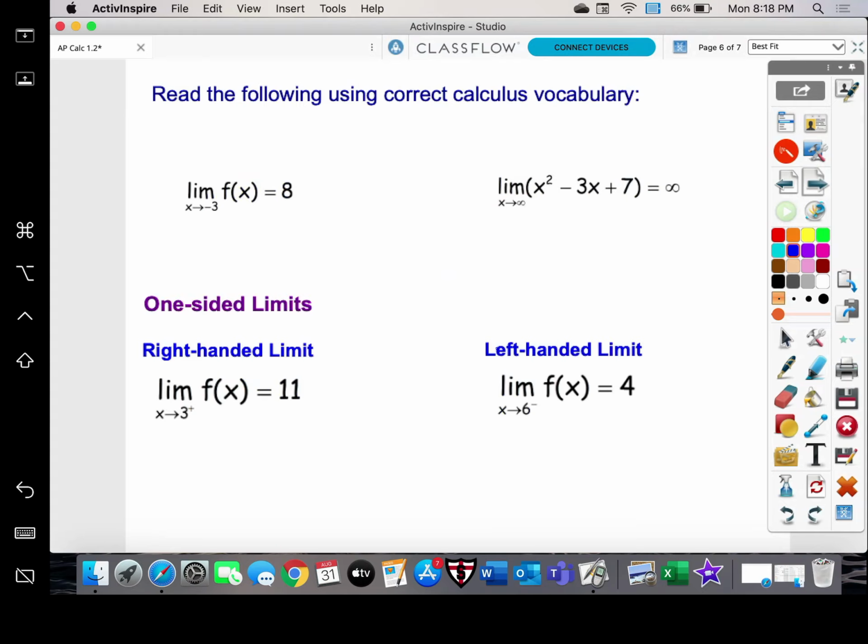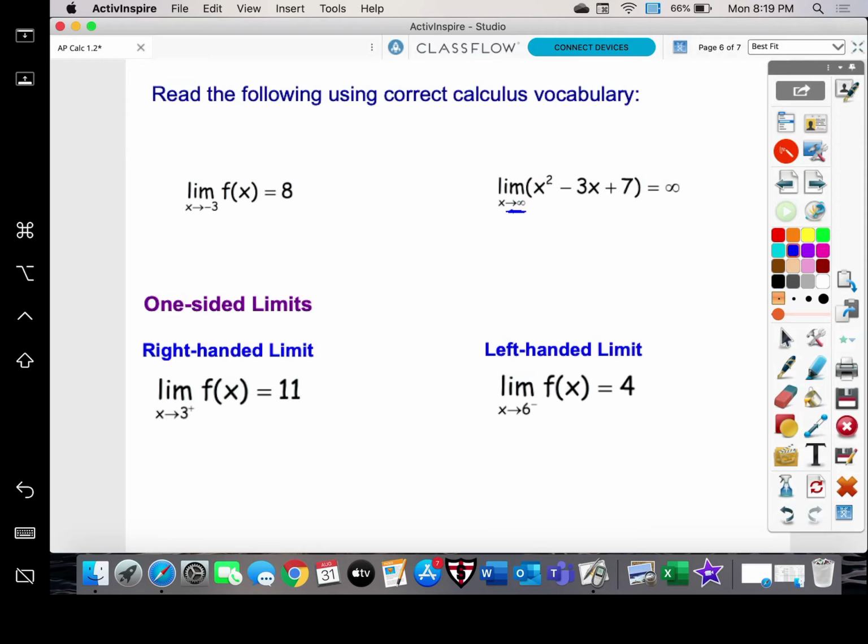All right, if we read these, this first one here on the left, how would you read that? The limit of f of x as x approaches -3 is 8. Something like that. The other one, the limit of x squared minus 3x plus 7 as x approaches infinity equals infinity, or is infinity. We don't always have to have numbers down there. That's fun.